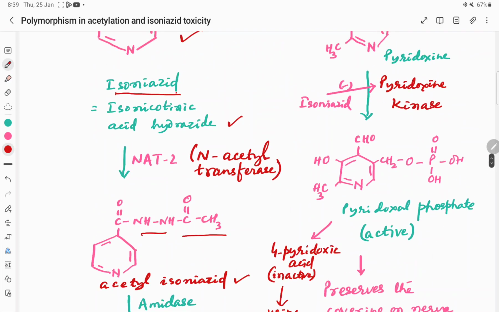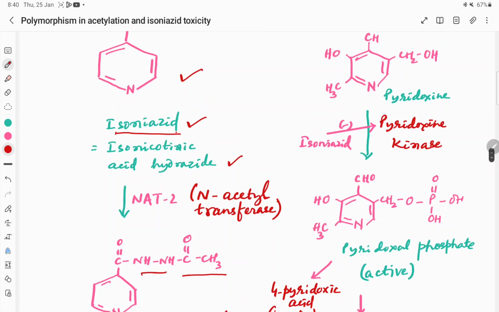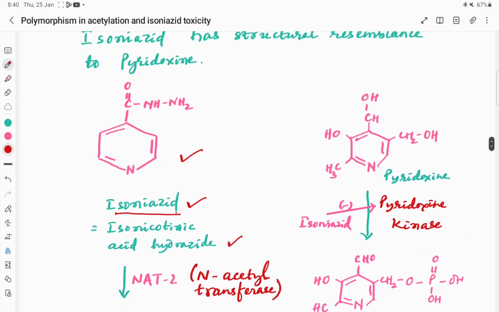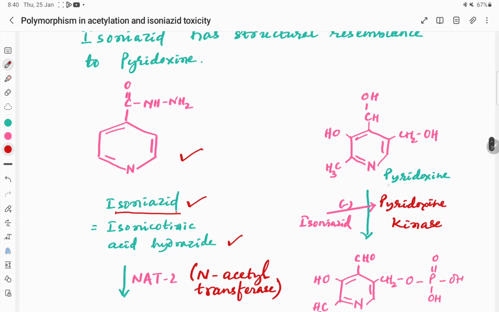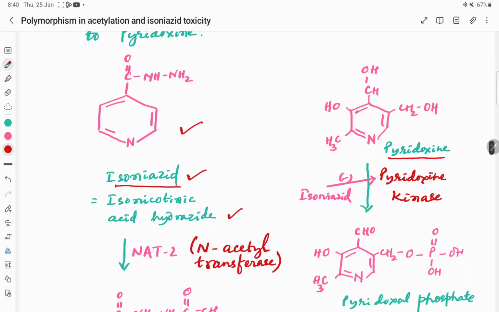Whereas isoniazid itself is responsible for peripheral neuritis or peripheral neuropathy. The peripheral neuropathy is not directly caused by isoniazid but because of vitamin B6 deficiency. So vitamin B6, also known as pyridoxine, is structurally similar to isoniazid. So you can see here this isonicotinic acid group is there, structurally similar to isoniazid.